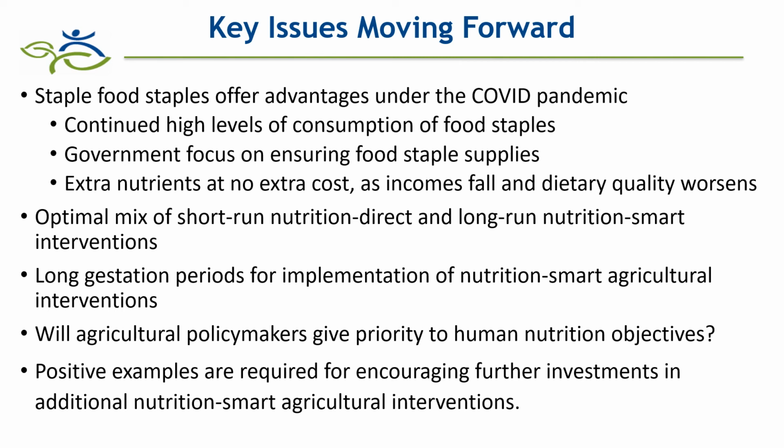Agricultural policymakers are accustomed to focusing on increasing agricultural productivity, rural incomes, and reducing poverty. Asking them also to give priority to a nutrition lens is a relatively new idea. Some progress has been made, which might be discussed in the question and answer period. It is important to have positive examples to show, which can incentivize further momentum.